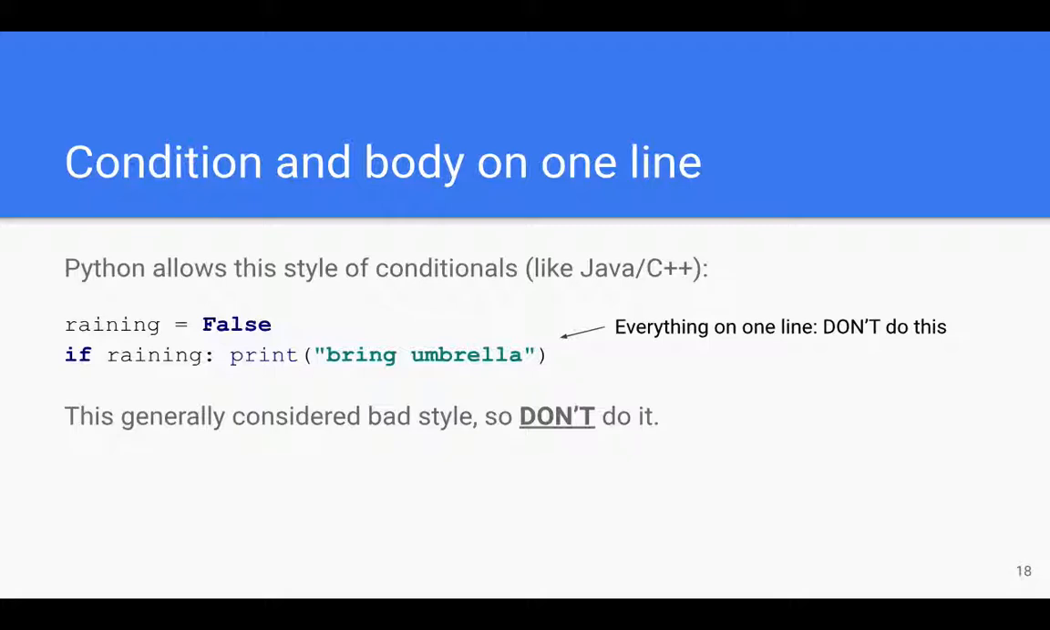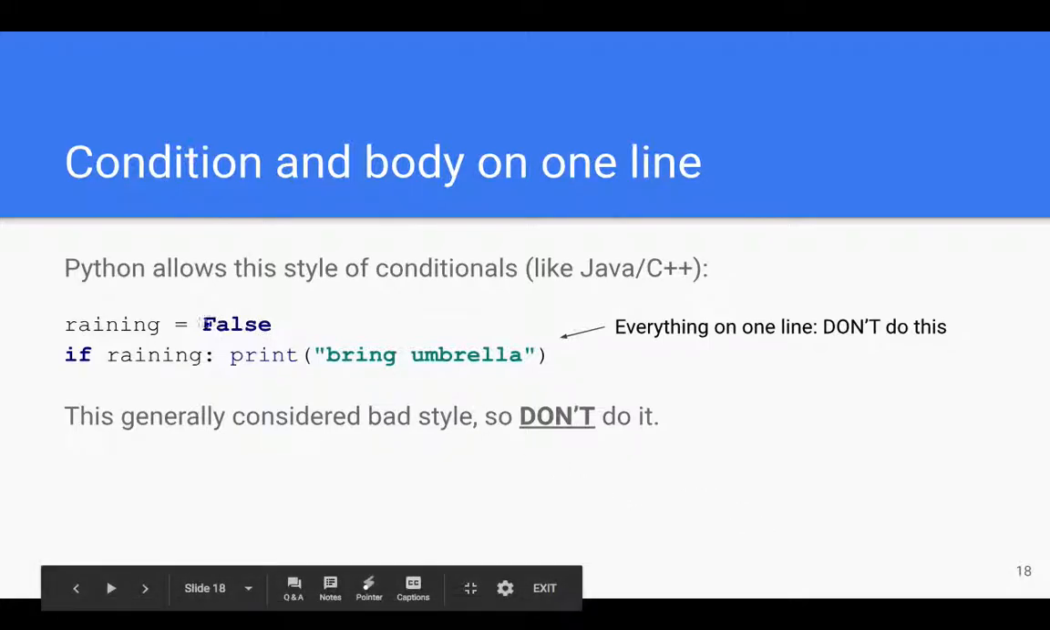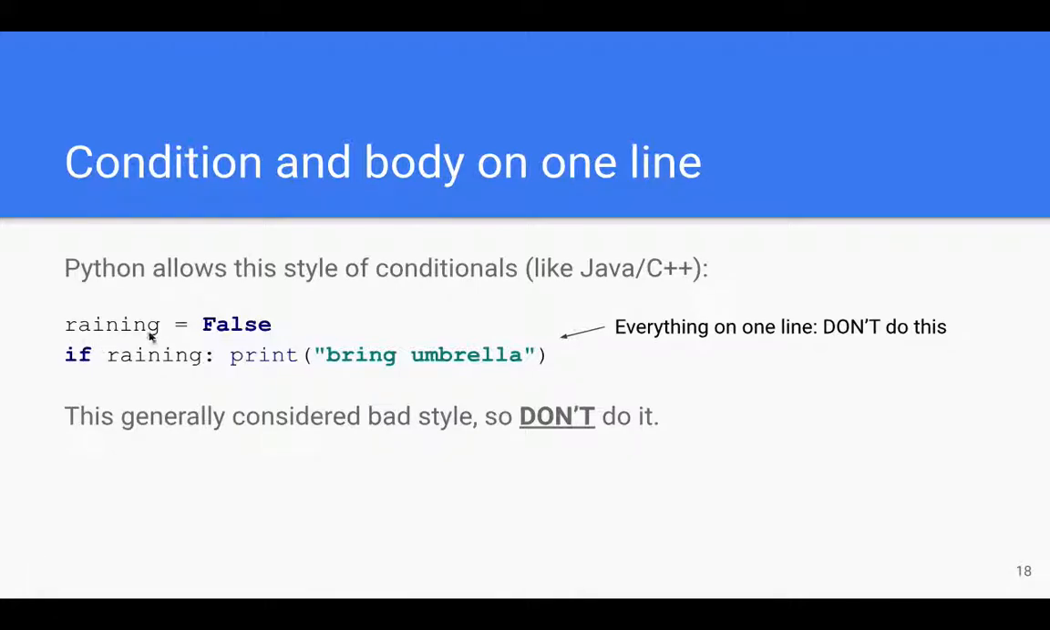Okay, so one more thing about what not to do. Here, this example says raining can be either true or false. If raining, we bring an umbrella. Now, if you notice, I actually put the condition as well as the code that we execute when the condition is true on one line.